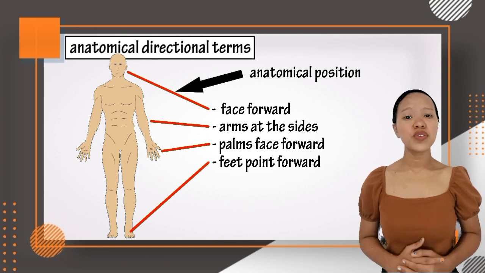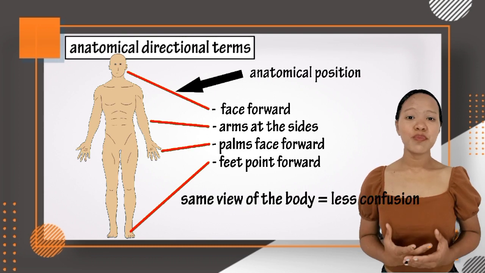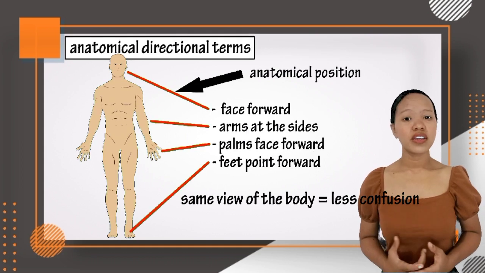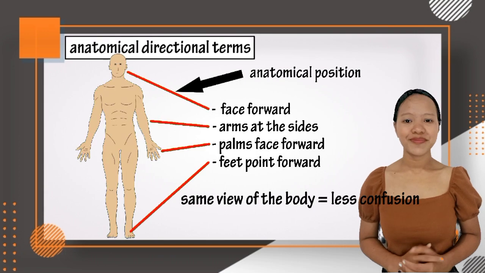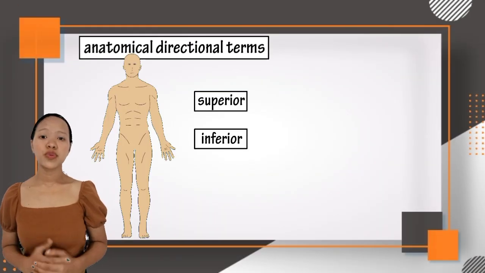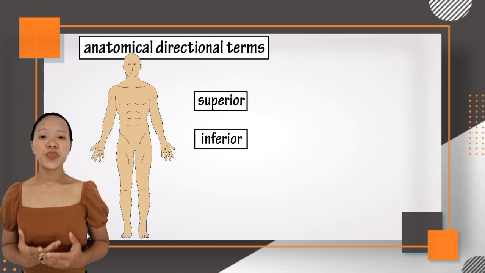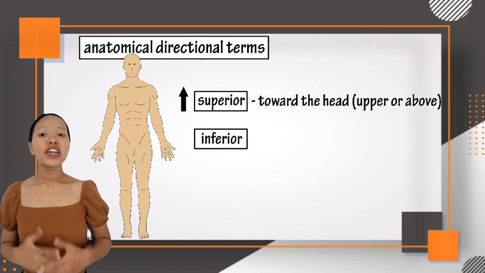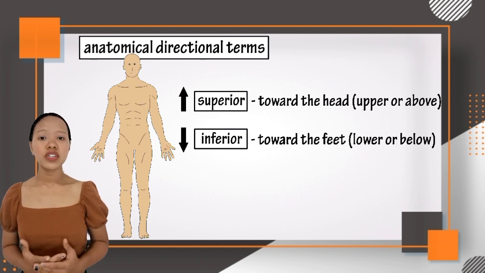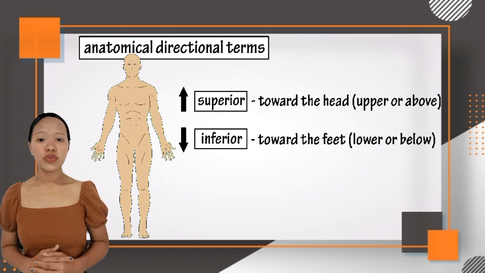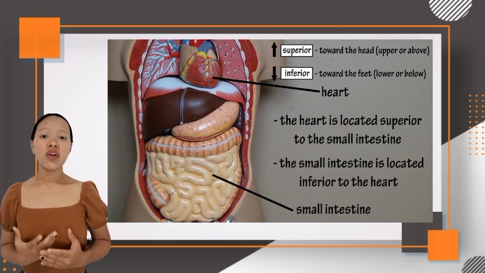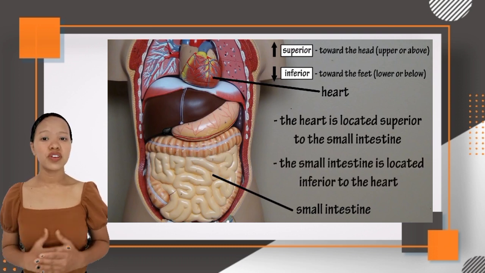If everyone is looking at the body in the exact same position, there will be less confusion when discussing anything related to anatomy. We are going to start with superior and inferior. Superior means towards the head, but it can also mean upper or above. Inferior means towards the feet, but it can also mean lower or below. So we would say that the heart is located superior to the small intestine, or we could say that the small intestine is located inferior to the heart.